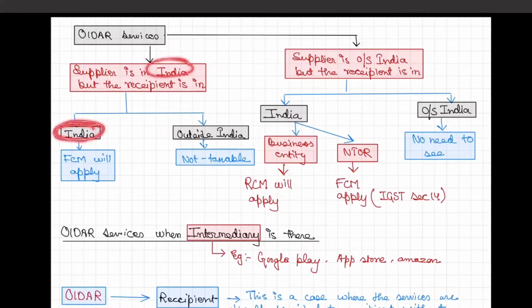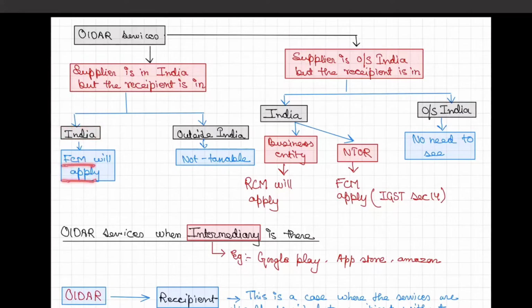One more thing, I think I said that to any registered recipient, RCM will apply. Then I beg your pardon. It is that if the supplier is in India and the recipient is in India, no matter whether registered or unregistered, forward charge will apply. I'm very sorry, I got carried away. In the last session also, I think I went like that.